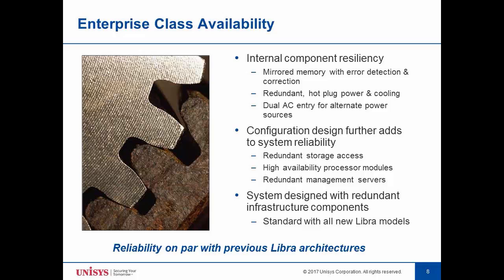There's a high availability PMM, a backup PMM that's there for processing the main MCP applications, and redundant management servers to make sure that that element is maintained even if something would happen to the primary. We couple this all with the infrastructure components, the fabric infrastructure, the internal LAN components, and each of those have redundant elements. So what we find is that when we look with these new Intel-based systems, that the reliability is really on par with any previous Libra architecture.